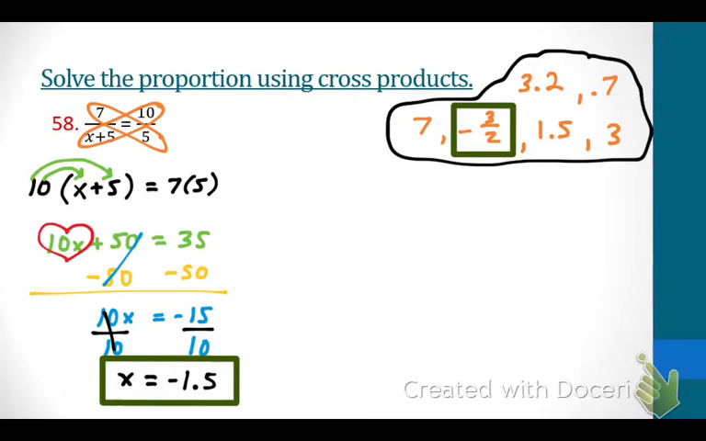How many of you see where you made your mistake? Okay, there's a lot of little steps and tiny details to go into this, but the main thing people have messed up on is this step right here, where they are distributing that 10 to the x and the plus 5.